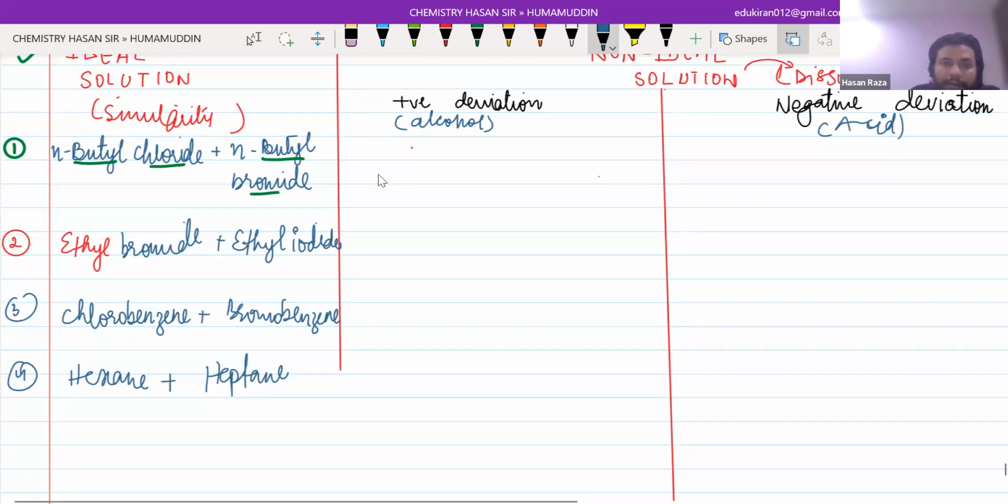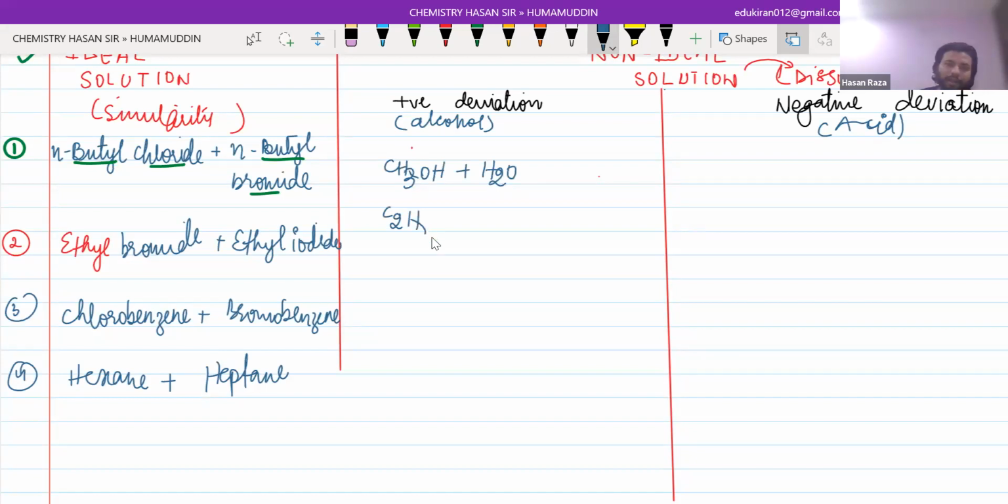Like if I have written here CH3OH plus H2O. Now you can see alcohol is there. I asked you this question. So if alcohol is there, that means it is non-ideal solution with a positive deviation. Both are different, simple. Now again, this is your ethanol, that is alcohol, plus water. Are you getting my point, both of you? Yes, sir.